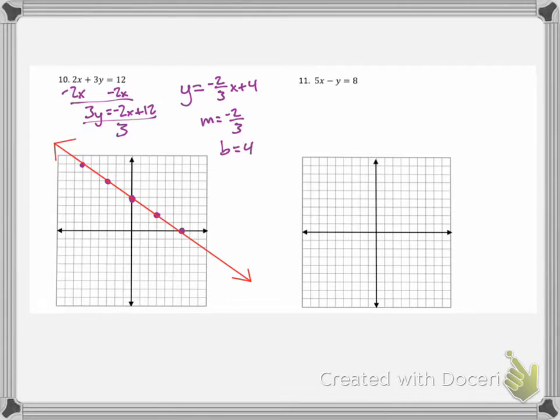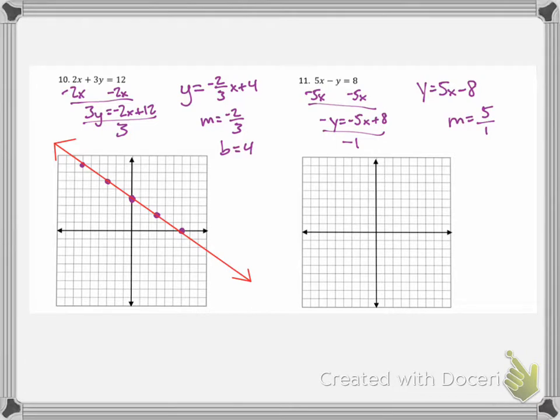And last but not least, 5x minus y equals 8. Same deal. Got to get the y by itself, so we're going to subtract 5x. Move that over. And then again, it's negative y, so you want to divide away the negative by dividing by a negative 1. That'll flip all your signs and leave you with y equals 5x minus 8.